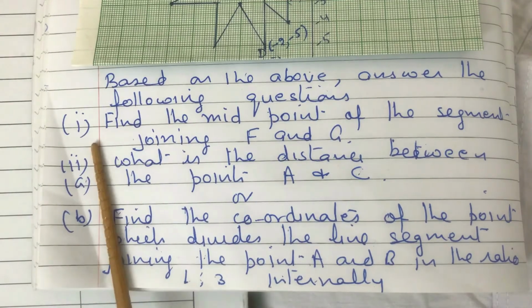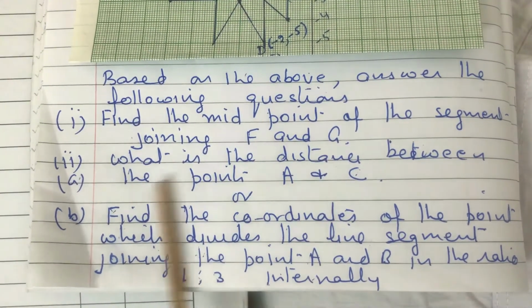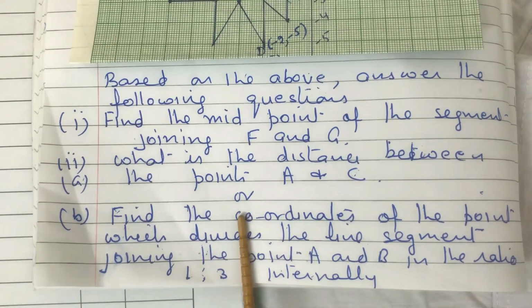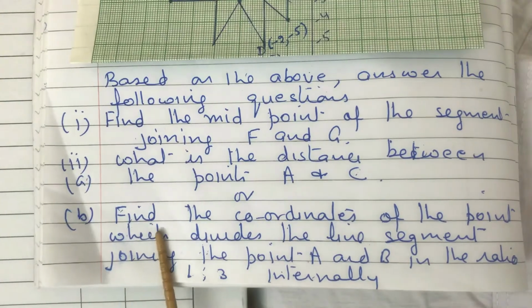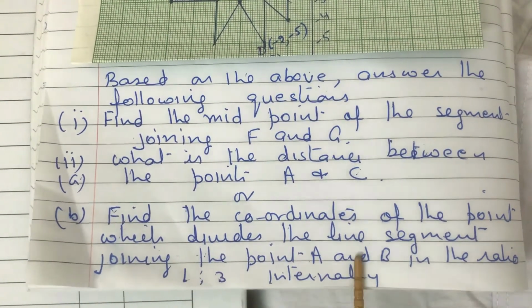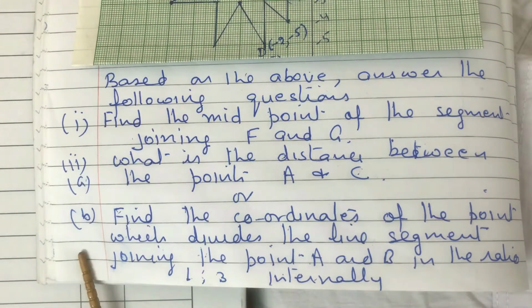Now the question number 1 is find the midpoint of the segment joining F and G. Second, what is the distance between the point A and C? Its B part is find the coordinates of the point which divides the line segment joining the points A and B in the ratio 1:3 internally. Its third part is written on the next page.